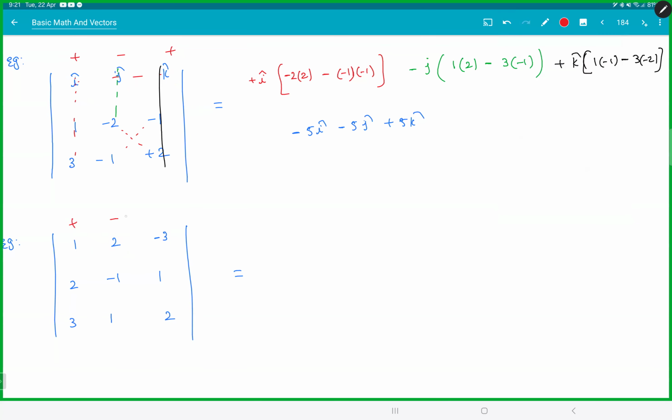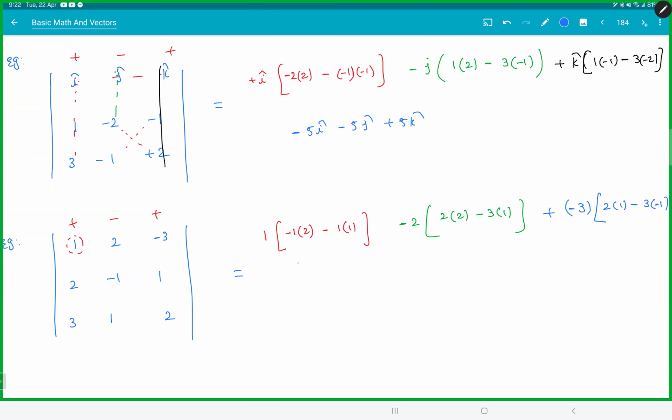So same story, plus, minus, plus, start with 1. So this will be 1 into, then we take this matrix, this into this. So that will be 1 into minus 1 into 2, minus 1 into 1. The second one will be minus 2. So this and this are gone, so I have to take these two things. That will be 2 into 2 minus 3 into 1. Basically, in this case, you'll get a scalar. The fourth one will be minus 3 into 2 into 1 minus of 3 into minus 1.